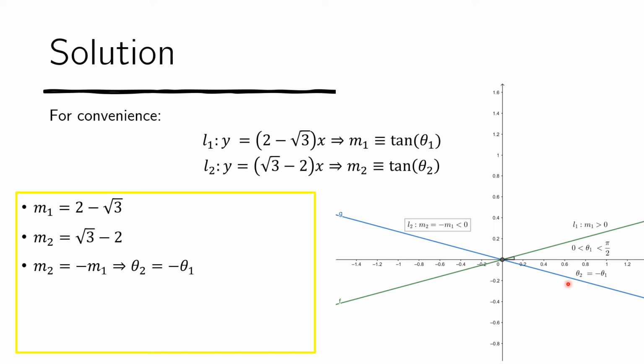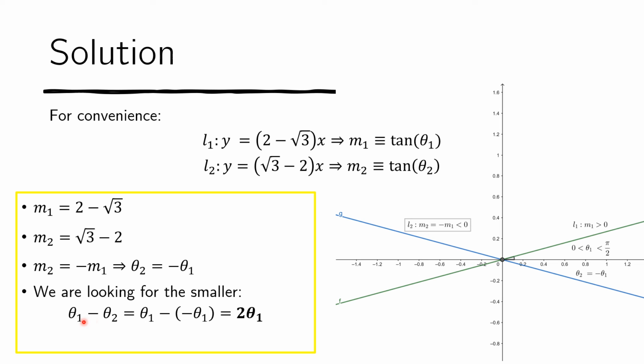And so now we know what we're looking for. We're looking for the difference between the angles that these lines make with the x-axis. So we're just looking for the angle between the two lines. It could be this angle or it could be this angle. So we're looking for the smaller of theta 1 minus theta 2. Theta 1 is here, and theta 2 is this one. So from here to here, this is theta 2.